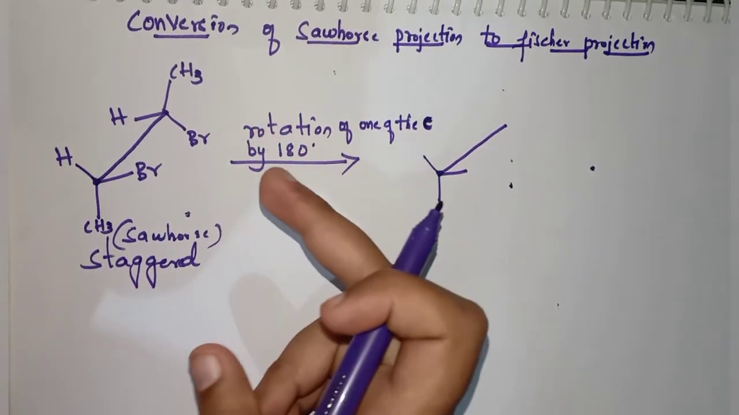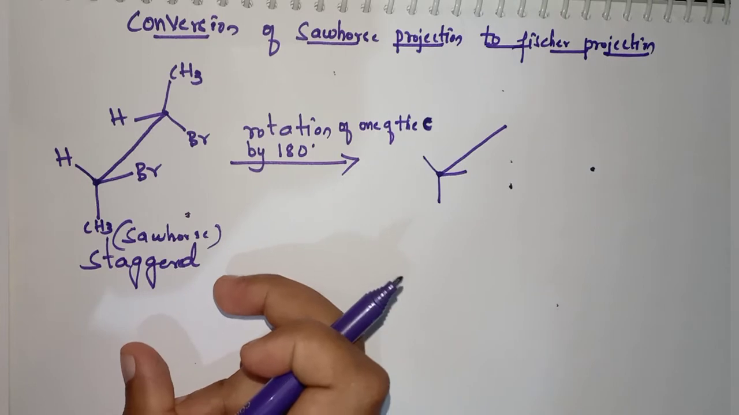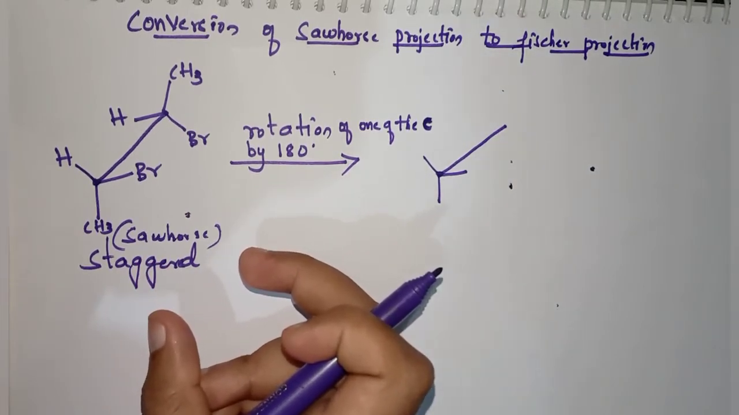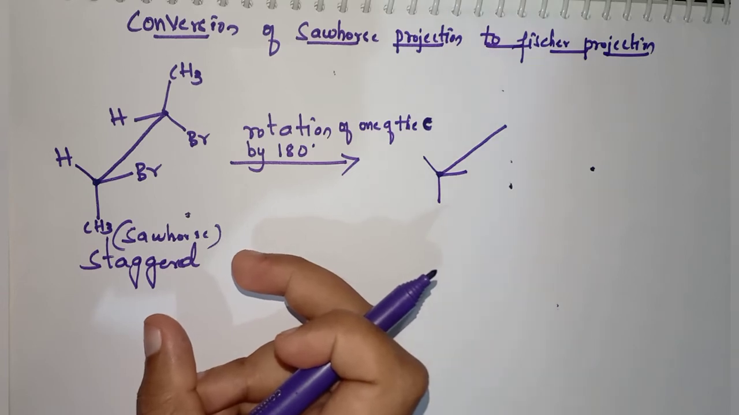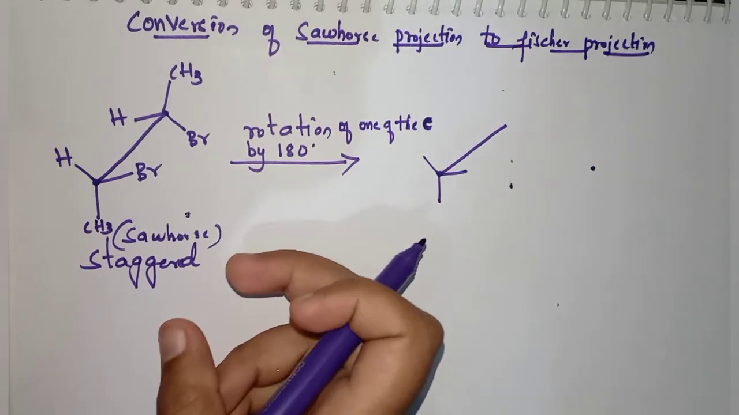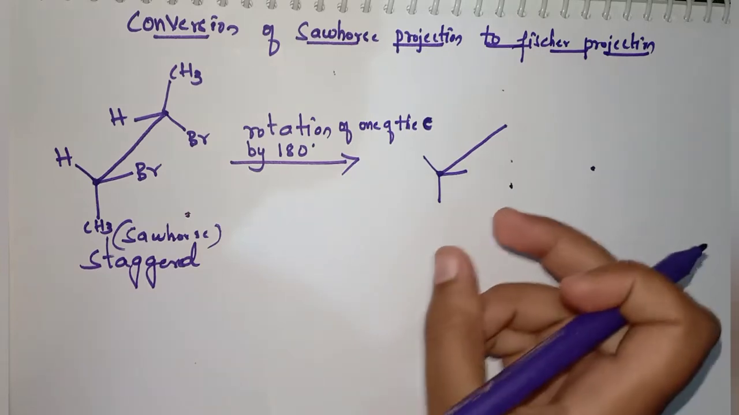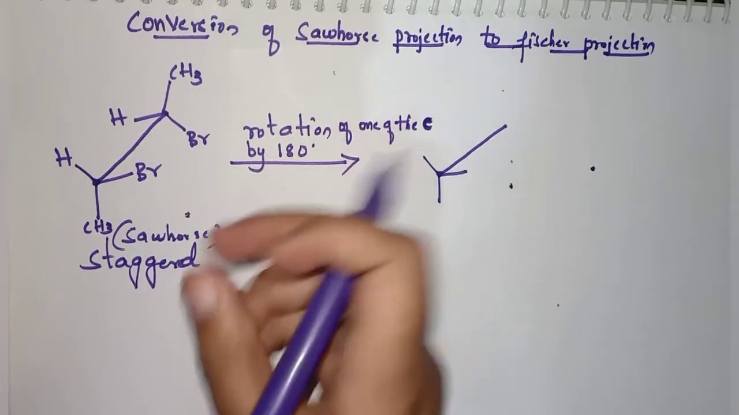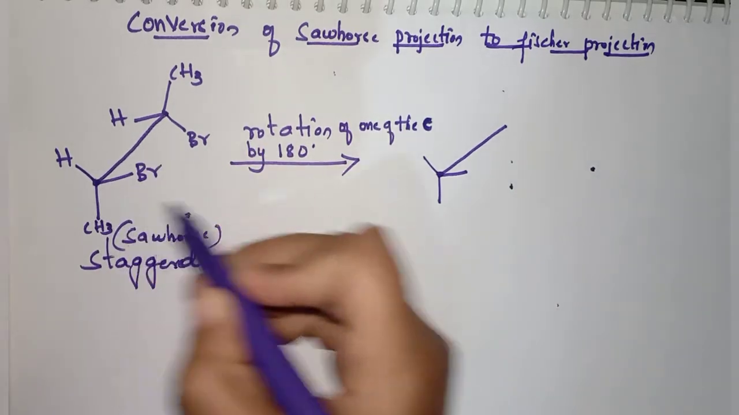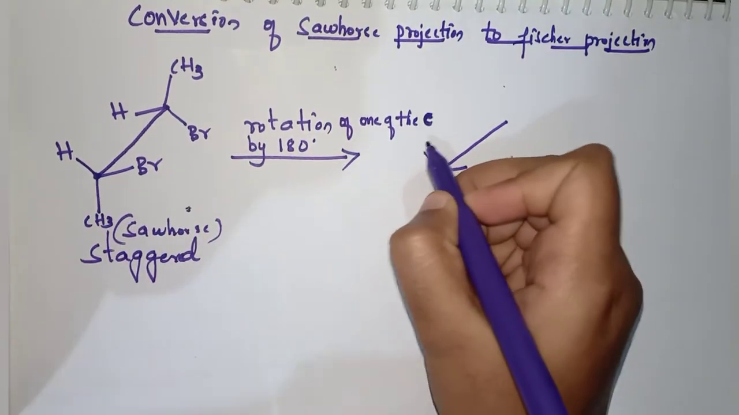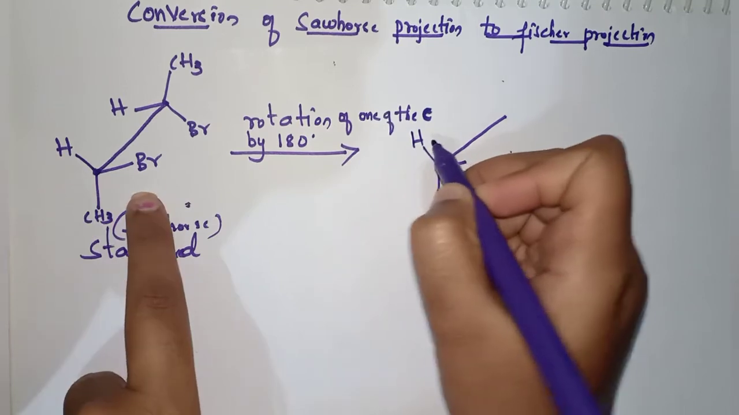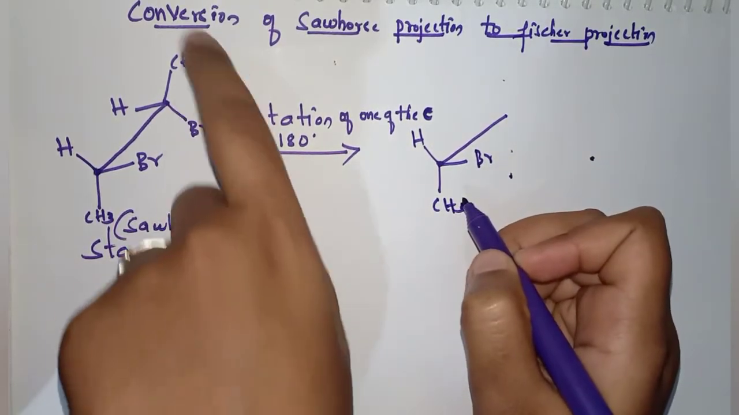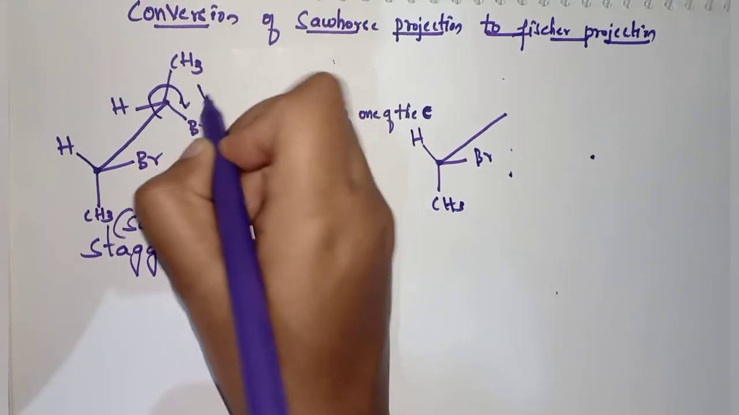First of all, we have to convert this Sawhorse staggered into Sawhorse eclipsed. Then the eclipsed form of Sawhorse is converted into Fischer form. Now, to convert this Sawhorse staggered into Sawhorse eclipsed, we have to rotate one of the carbons by 180 degrees. So I am not rotating this front carbon. So I am writing it as it is. So here is H, here is Br, and here is CH3. Now we are rotating this carbon by 180 degrees.